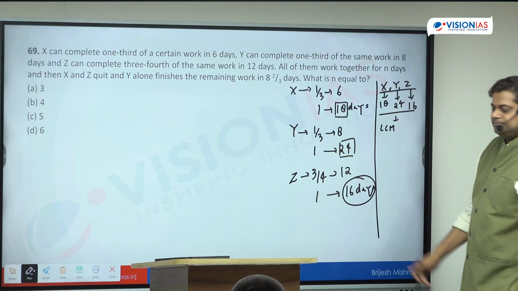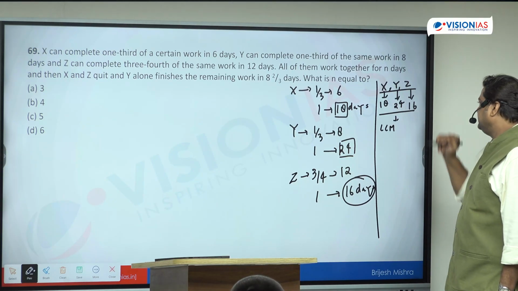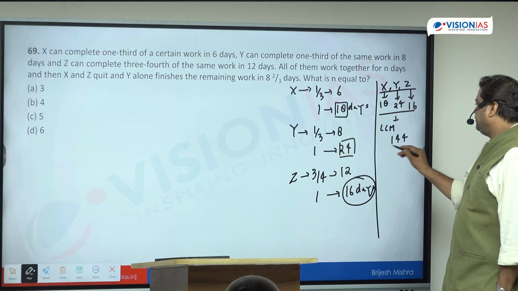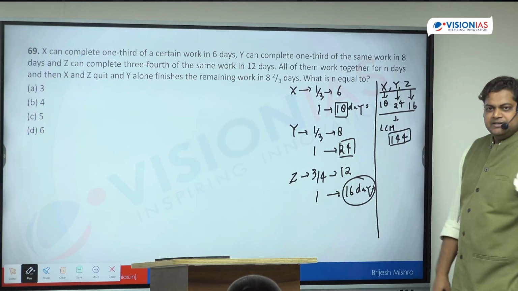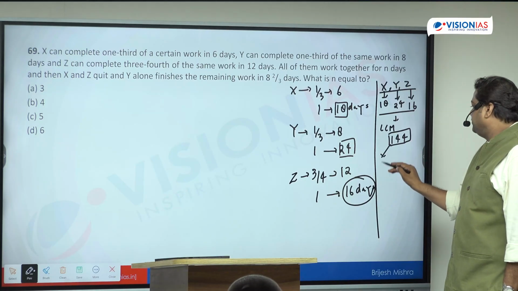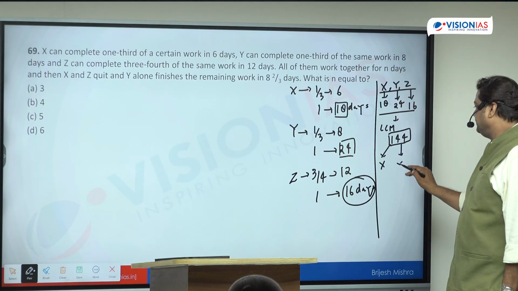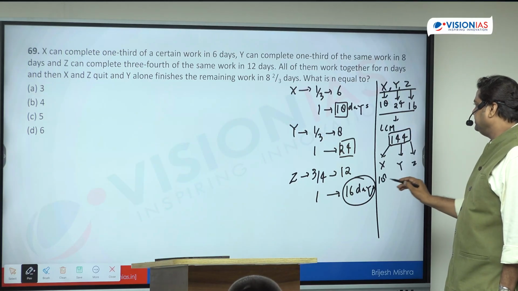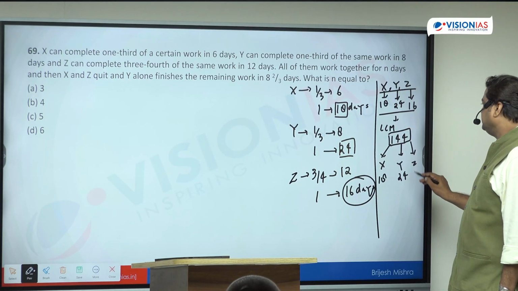LCM of 18, 24, 16 is 144? 144 units total work we can assume. Yes? Then what is the efficiency of X, Y and Z? This we can calculate. X is taking 18 days, Y 24, Z 16.